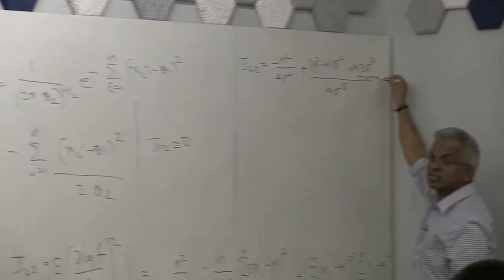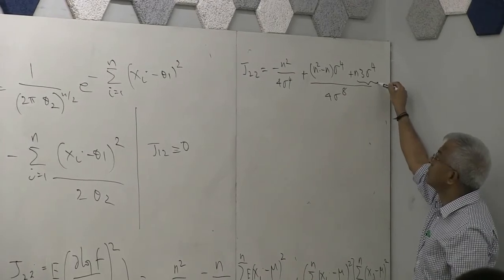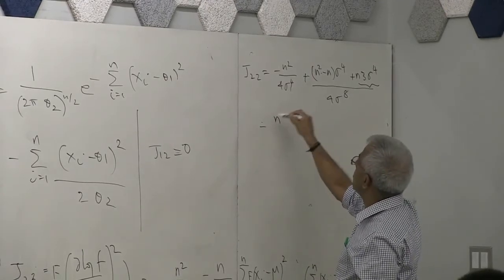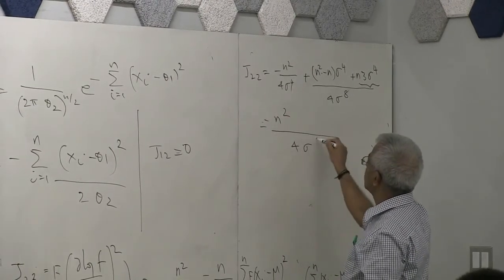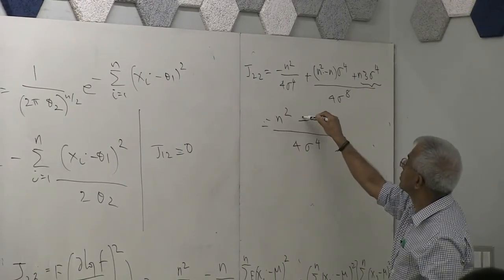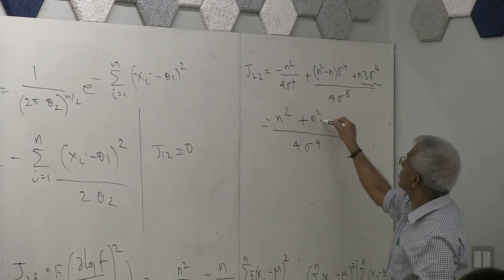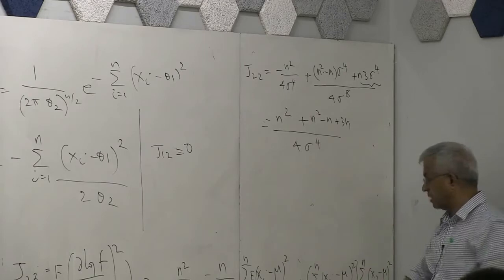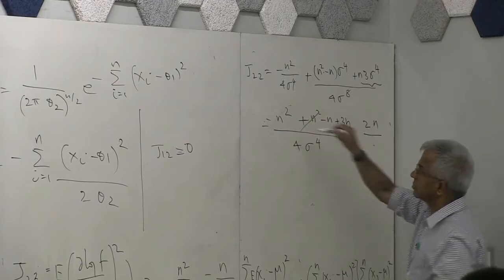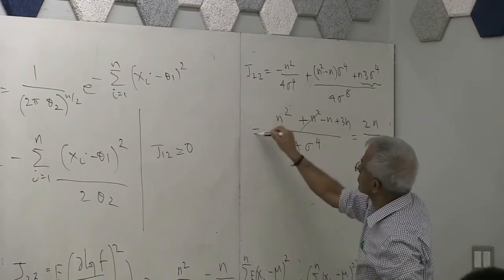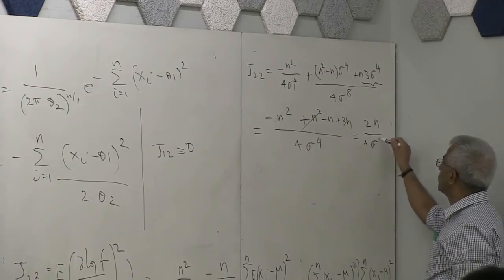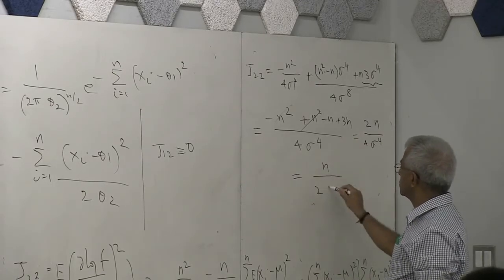That is 3 sigma 4, I think. All right, look here what happens. Sigma 4 cancels off. So you get n minus n squared, 4 sigma 4 in the numerator, in the denominator, right? Sigma 4 cancels. So here you have n squared minus n plus 3n because n from here. So bottom line, you get 2n, n squared cancels off, and 2n over 4 sigma 4, which is n over 2 sigma 4.